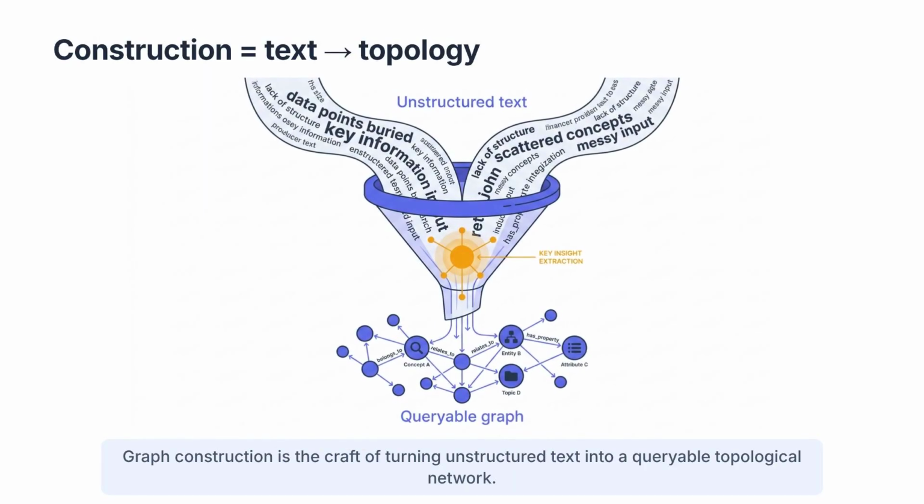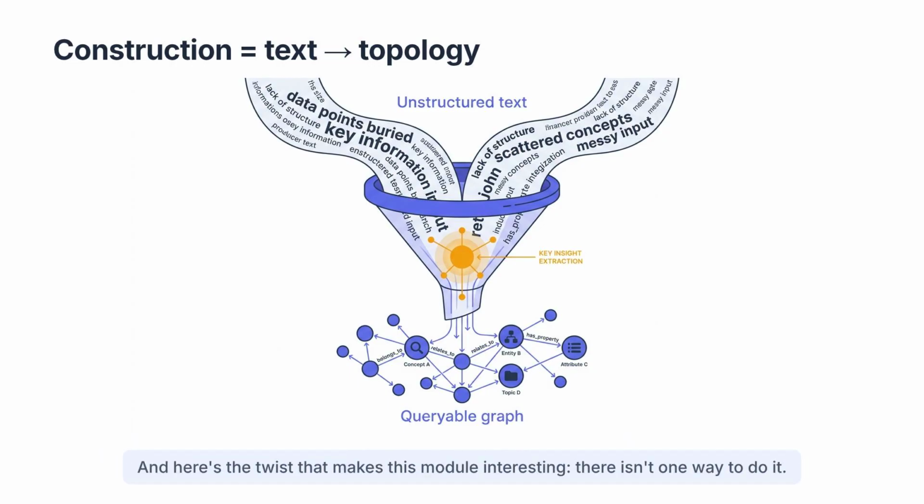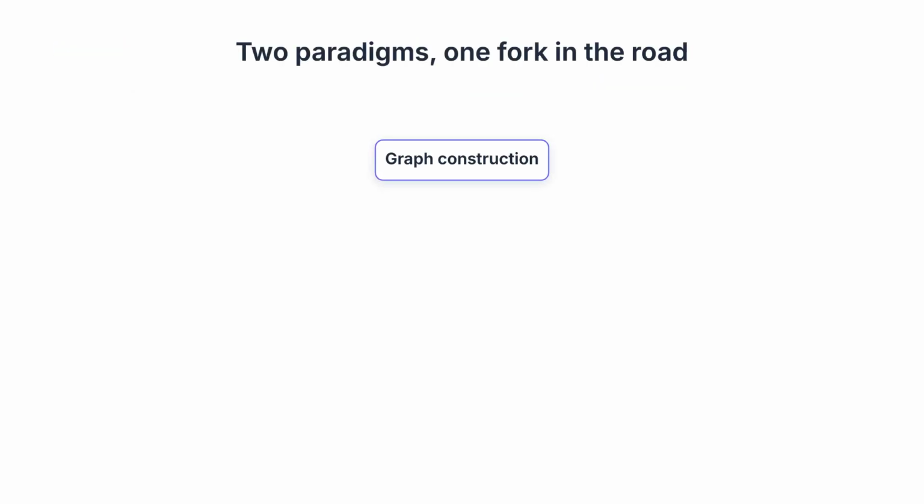Graph construction is the craft of turning unstructured text into a queryable topological network. And here's the twist that makes this module interesting: there isn't one way to do it. Two major paradigms exist, with almost opposite strengths and weaknesses. Pick wrong and you'll feel it for the life of your system. So here's the fork in the road.